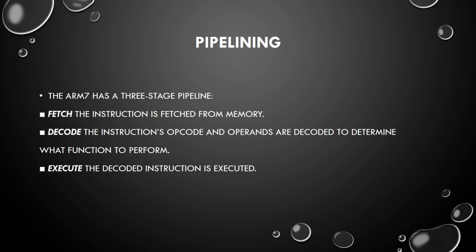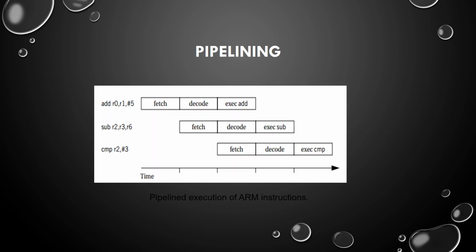During the fetch operation, the instruction is fetched from the memory. During the decoding operation, the instruction opcode and operands are decoded to determine what function is to be performed. And the final one is execute. The decoded instruction is executed. So this is the pipeline of the execution of the ARM instruction.